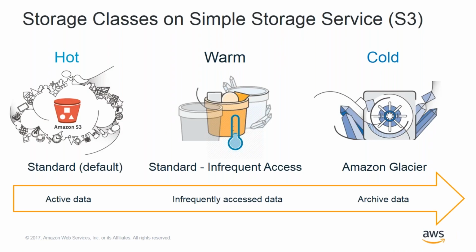If you use Simple Storage Service, there are also different forms of Simple Storage Service with cheaper options towards the right. Hot workloads, which is the default, is really for active data that is used quite often. Warm workloads are for infrequently accessed data. And finally, cold storage is for archiving data.